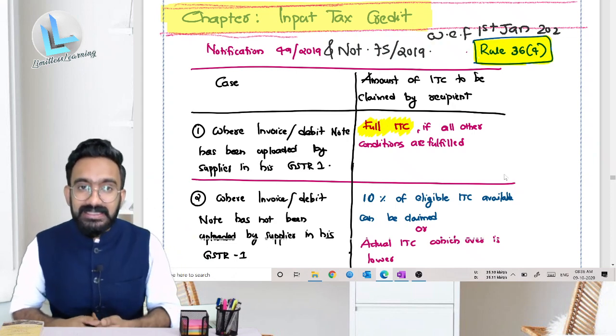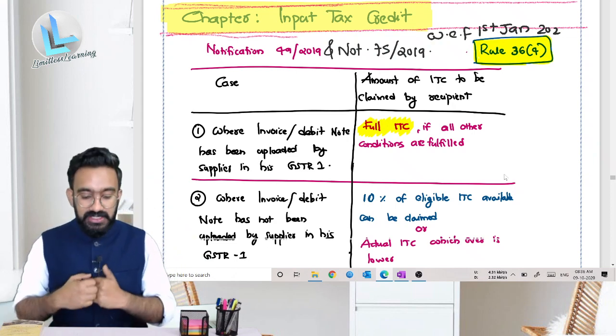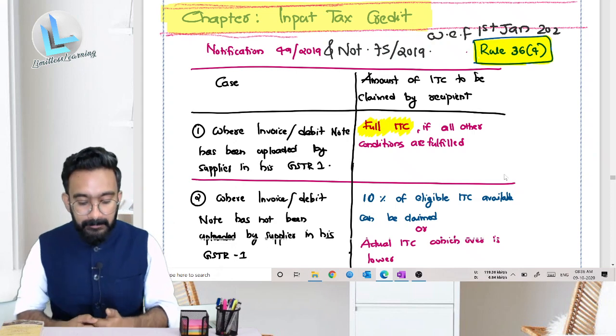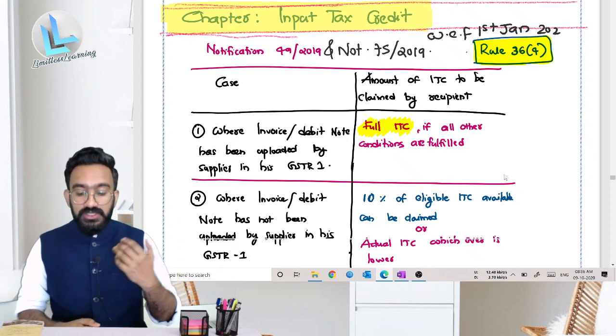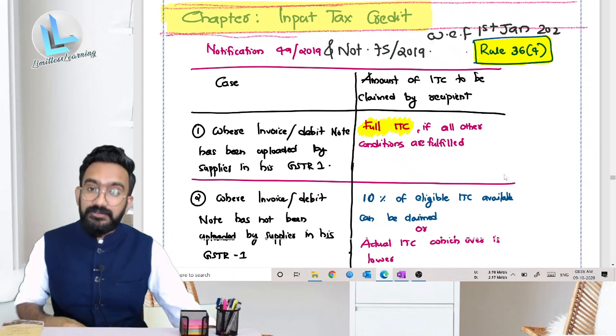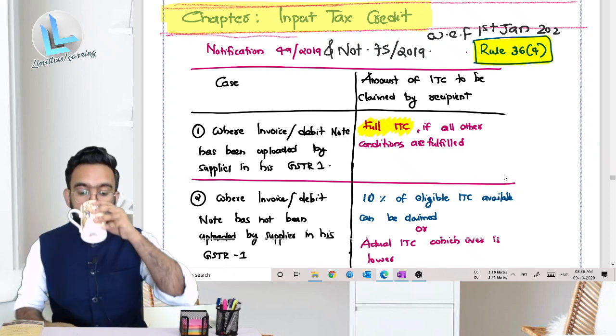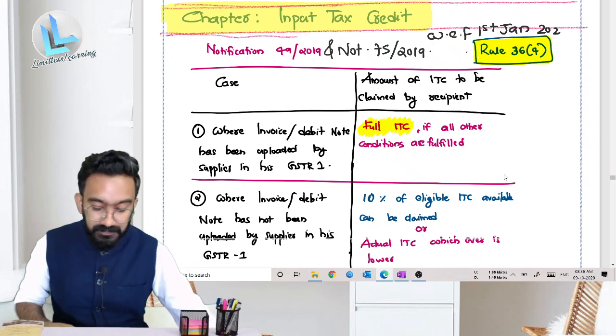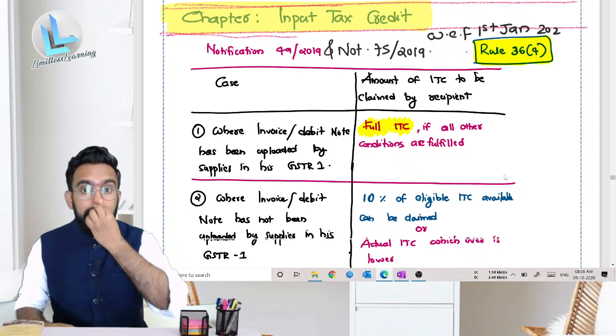So rule 36 sub-rule 4 has been amended, which talks about the condition for availing ITC. We already know that there are a few conditions for taking ITC, and this particular condition has been updated.